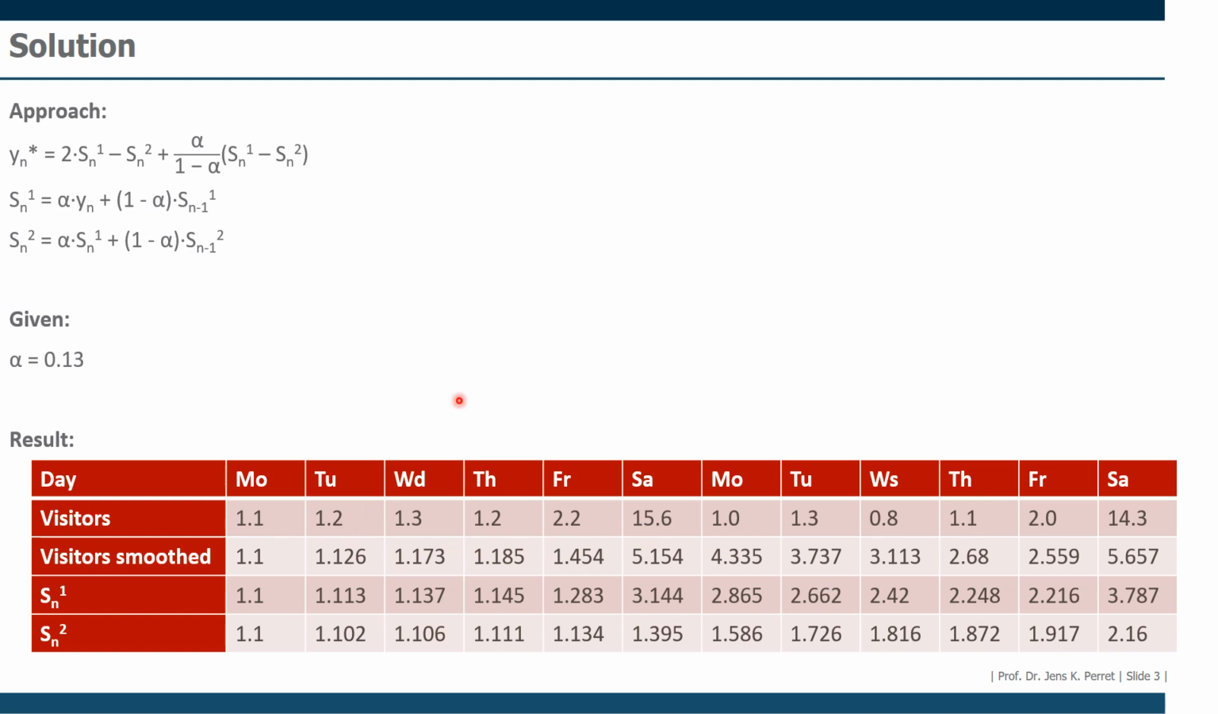Well, that's everything we're going to talk about here. Just an application of these 3 formulas, starting with the original values, then calculating these help variables SN1 and SN2. Once we have them, we can calculate all the smoothed values.